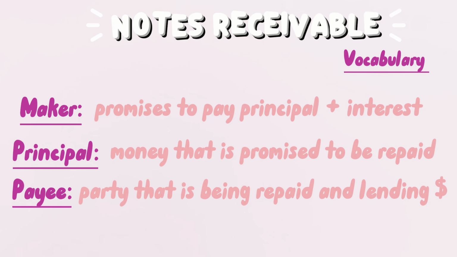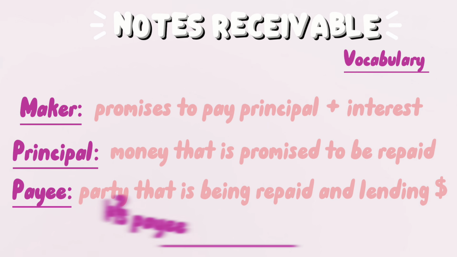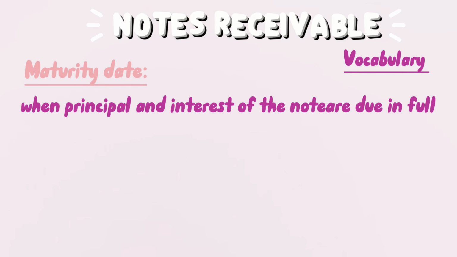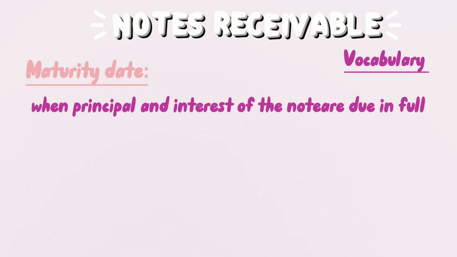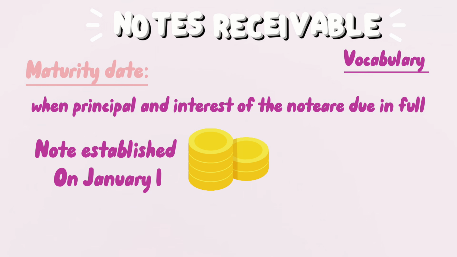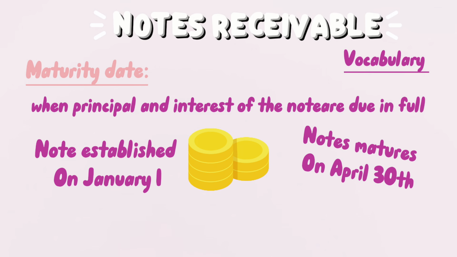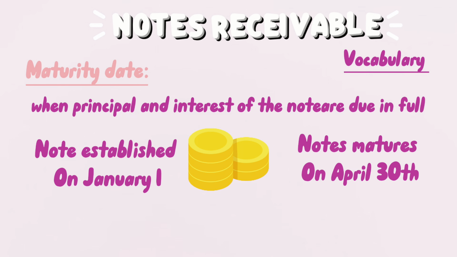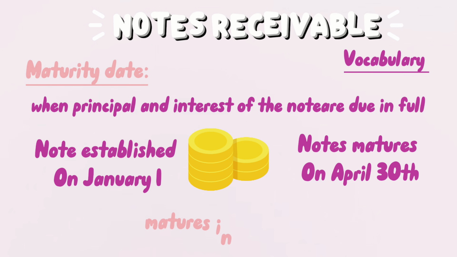If we were looking at a note from the seller's perspective, then the seller is the payee. A note will mature when it is due. So if I create my notes payable to a seller on January 1st and owe the amount in full with interest on April 30th, the maturity of that note is on April 30th or in 120 days.